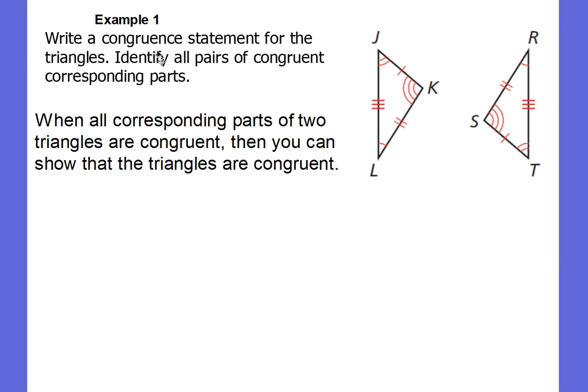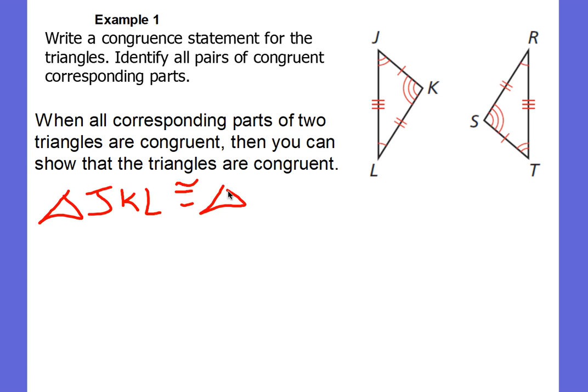It says write a congruence statement for the triangles and identify all pairs of congruent corresponding parts. What's a congruency statement? Simply put, it's a statement that's got a congruency symbol in it. It's super basic. So let's talk about the two triangles. The two triangles are congruent. So triangle JKL is congruent to what triangle? Remember what I said? Order matters.